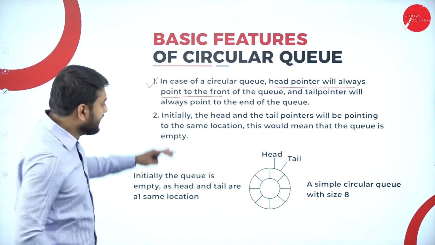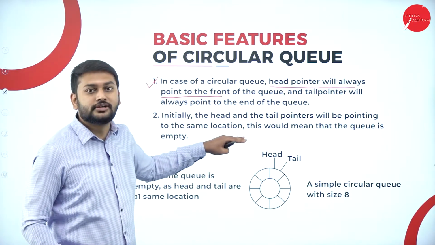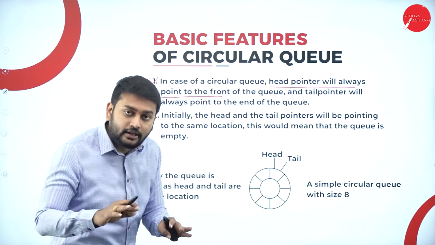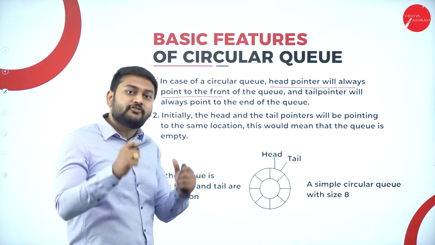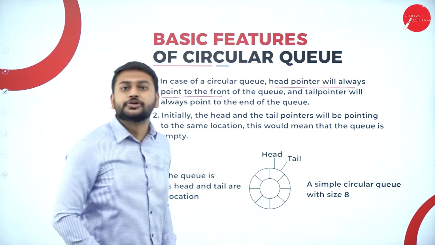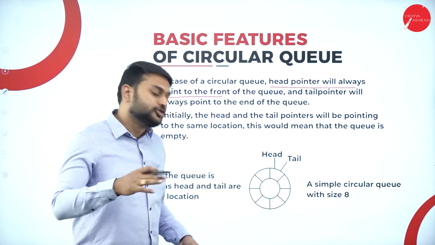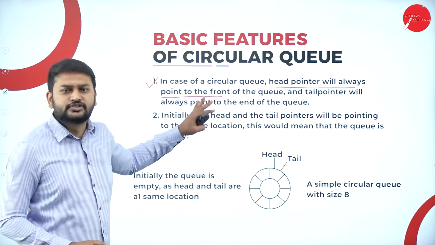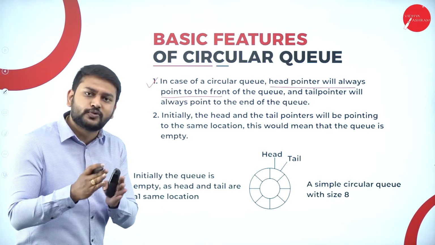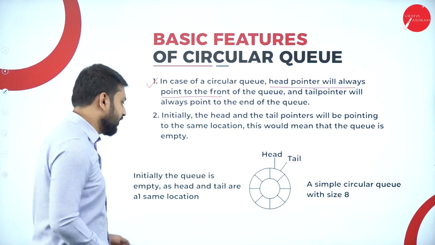Fine. Initially, the head and the tail pointer will be pointing to the same location. That's the first thing that you need to remember. What is the meaning of it? In the beginning, I have an empty queue. So where will both the pointers be? They will be pointing to the initial location. So we understood both the things: it will have two pointers, head and tail, and both will be pointing to the same location, that is the initial location. That's the first thing that you need to remember.